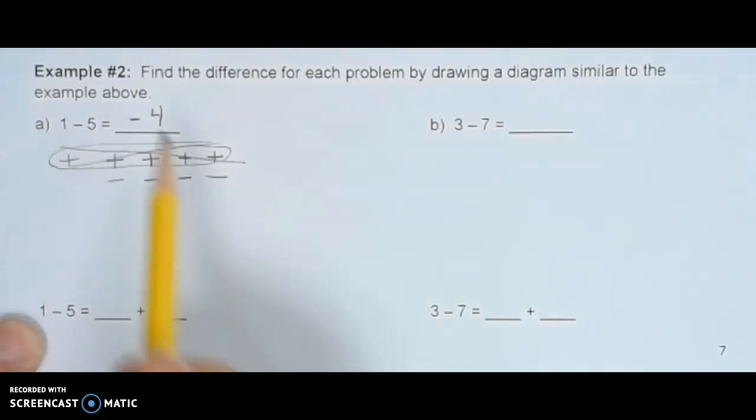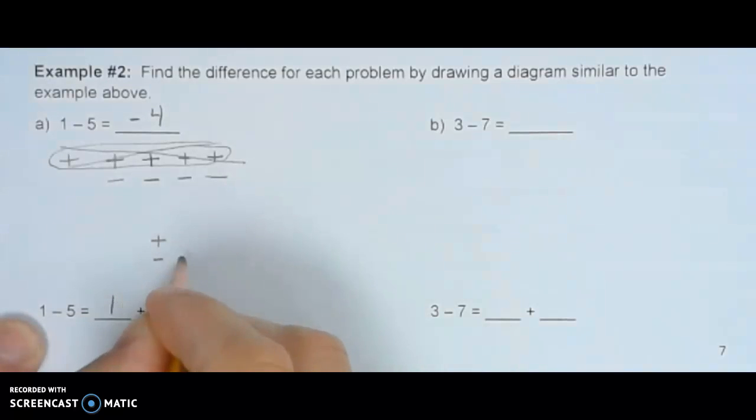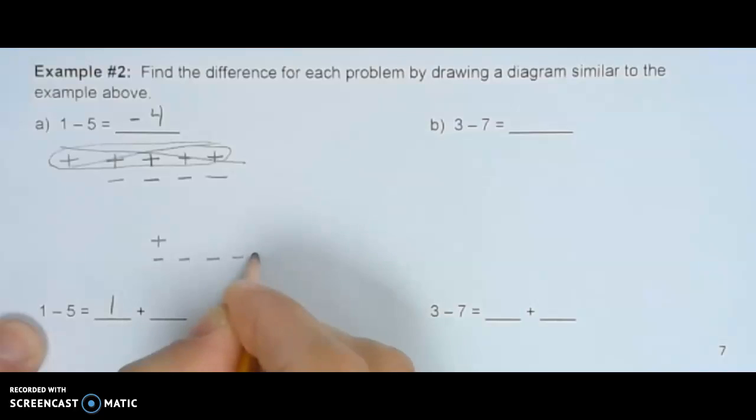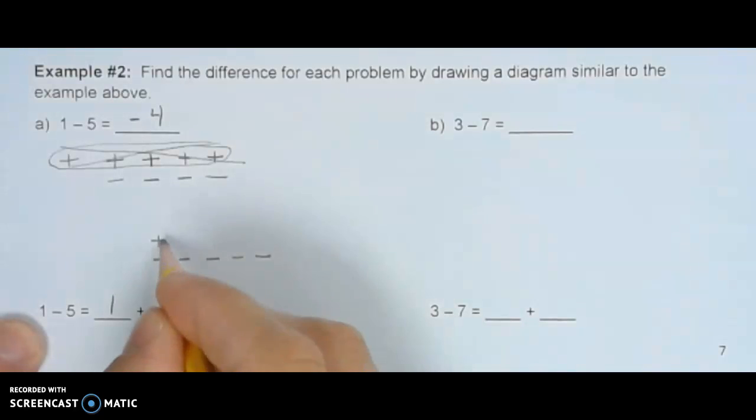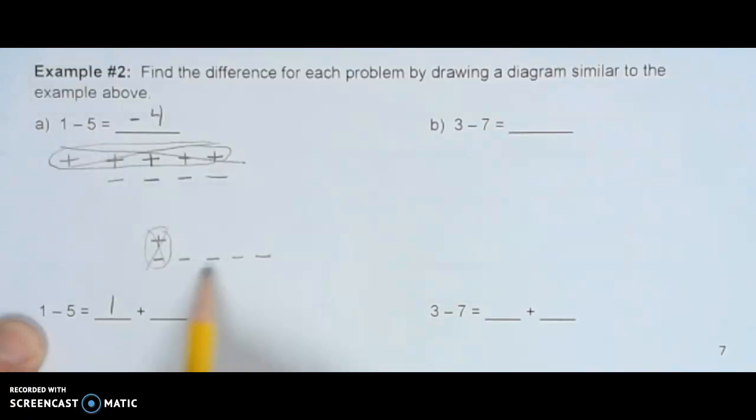Okay, 1 minus 5 is equal to negative 4. What addition problem is that related to? Well, again, if I start out with 1 positive, and I go ahead and add 1, 2, 3, 4, 5 negatives, if I take away that 0 pair, that also leaves me with negative 4. So 1 minus 5 is the same as 1 plus negative 5. It gives us the exact same result.